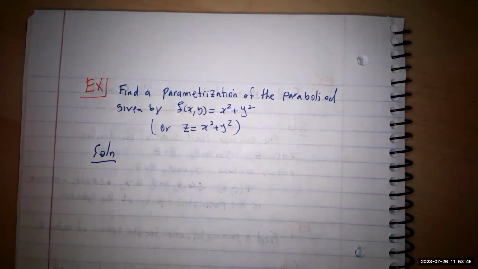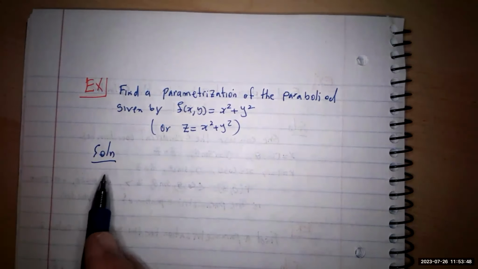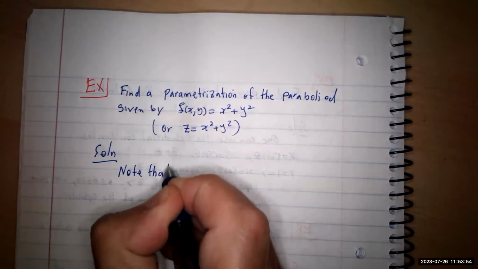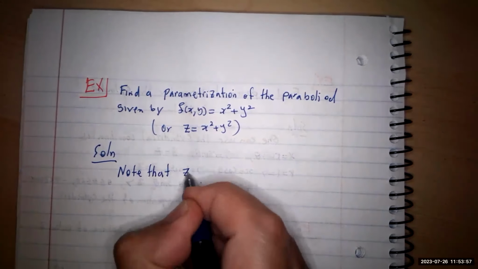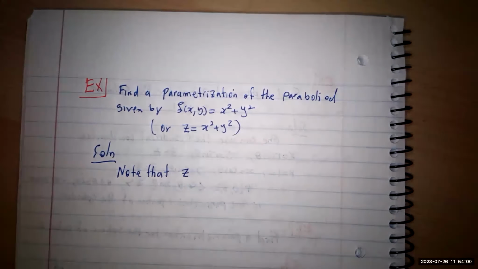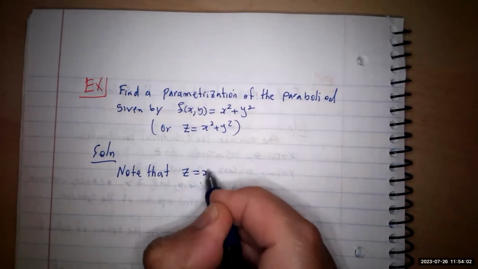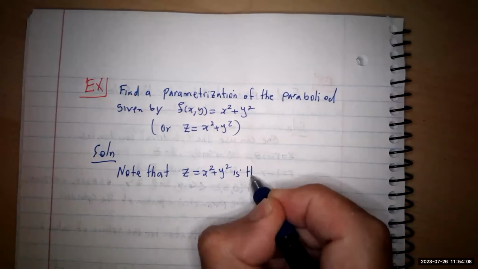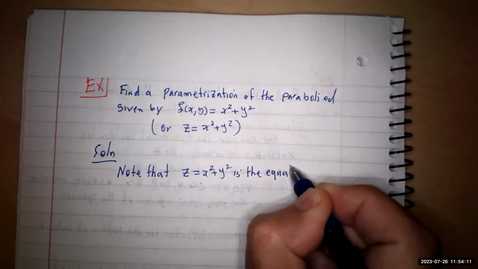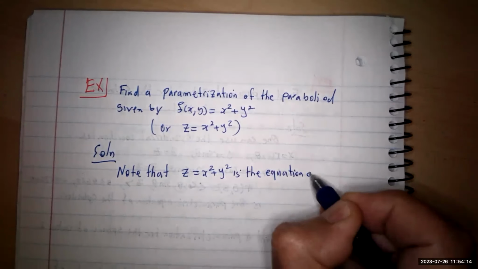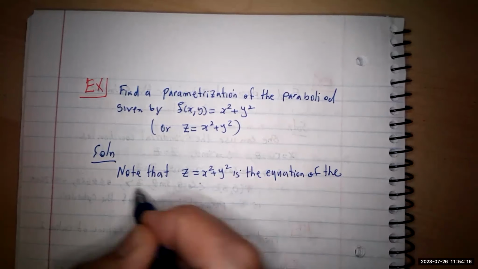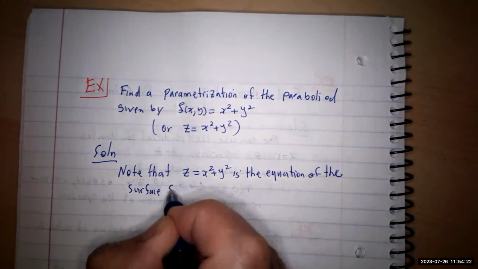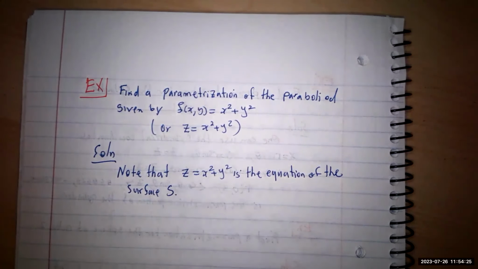So one way to do it is this. And note that, again, we emphasize that the surface z equal to, even if it's given to you in this form, you have to change it to z equal to x squared plus y squared, which is the equation of the surface that you want to parameterize. We call it the surface S. So one way to do it quickly is this one.